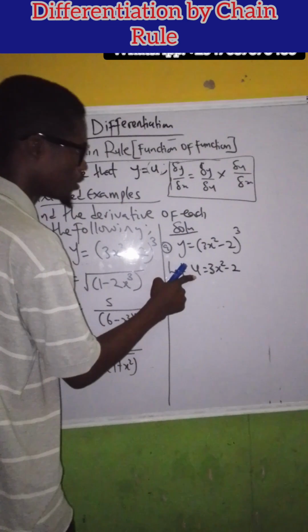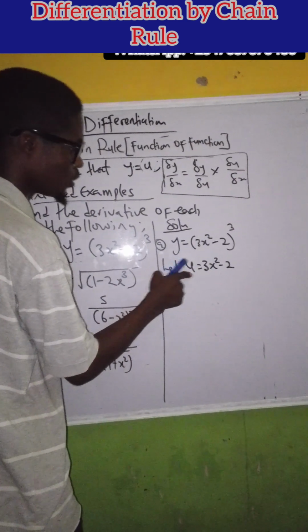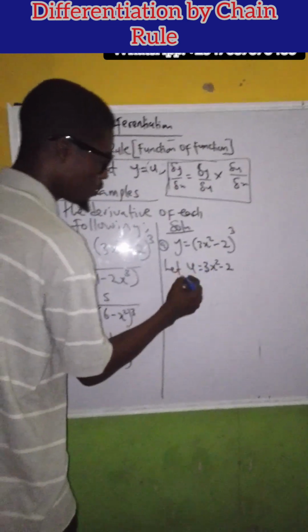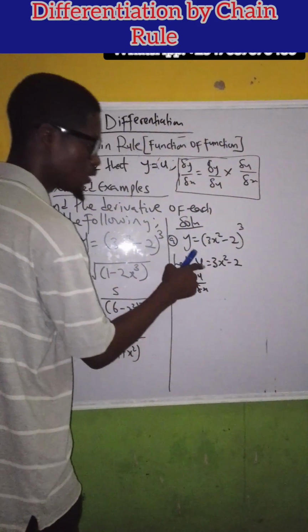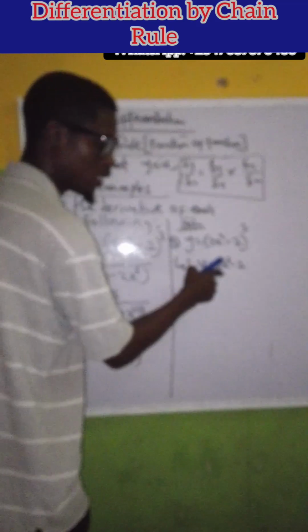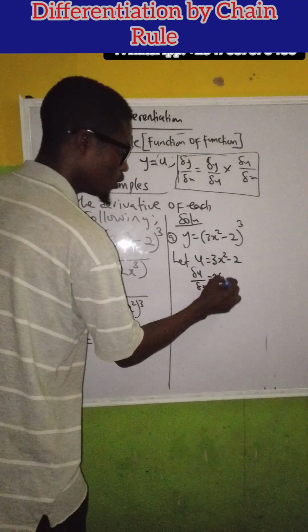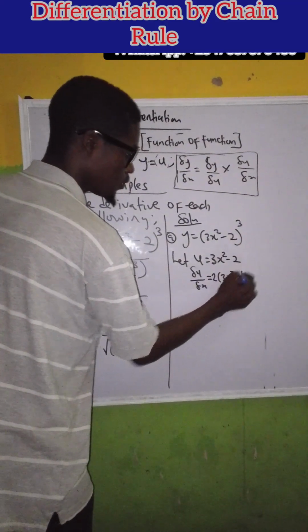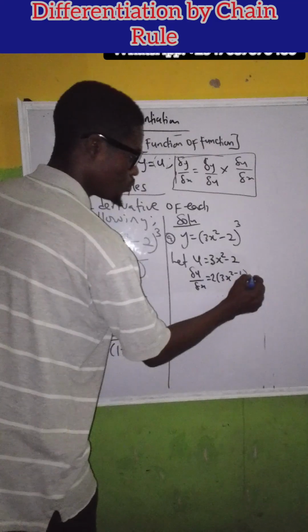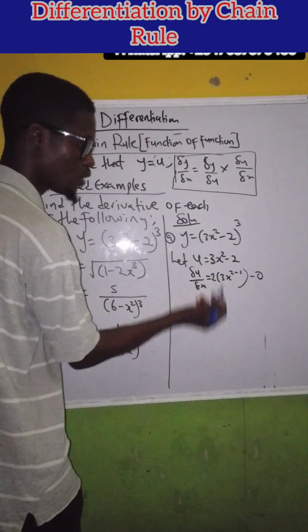Now we are going to differentiate u with respect to x. Okay? So that's du over dx, because we are differentiating u with respect to x. That will be equal to, by the general rule, 2 into 3x squared minus 1. Are we together? So the minus 2 is 0. When you differentiate a number, you have 0.